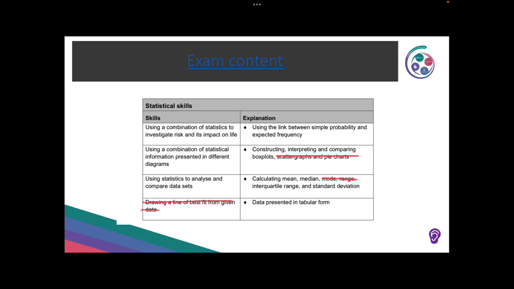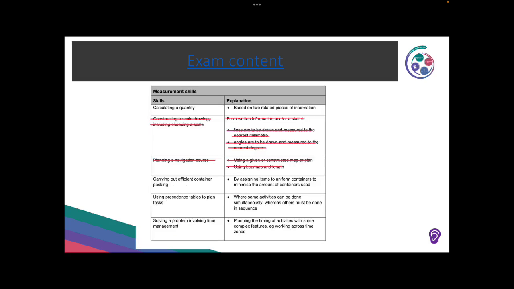Drawing a line of best fit from given data has been taken out. Now, I've not crossed out data presented in tabular form. This is kind of down to interpretation, so you're not going to get information in a table that you're going to have to draw a line of best fit from. So you're not going to have to draw that scatter graph and deal with that. But you still could technically get information presented in a table that you have to be able to read. So that's the reason for me not crossing that out, just because of interpretation there.